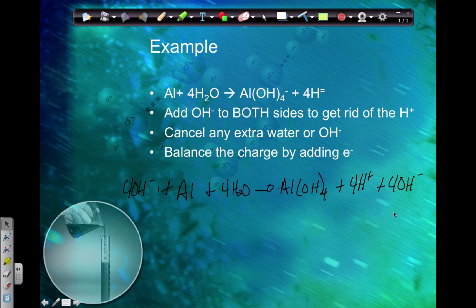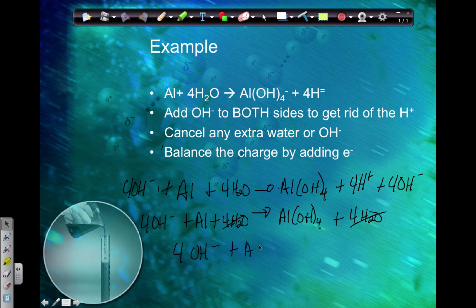So now I'm going to make the water. So remember, hydrogen plus hydroxide, we're going to produce water. So that should be 4 water molecules here. All right, so now any extra water I can cancel out. I've got water on both sides here, so I can actually just get rid of that. So now I've got 4 hydroxides plus aluminum produces this complex. Don't forget the negative sign. See how easy it is to do that.